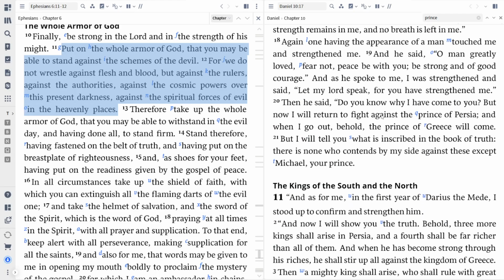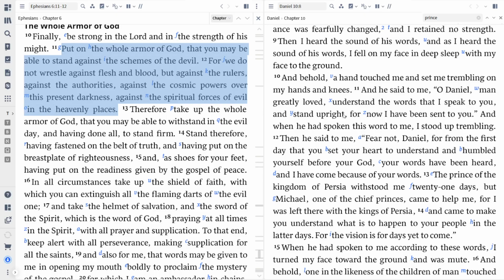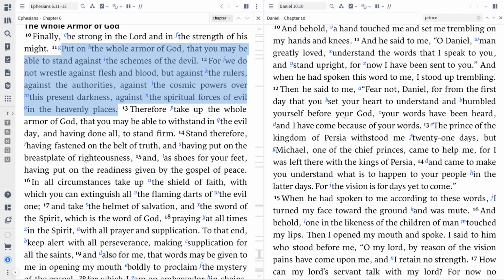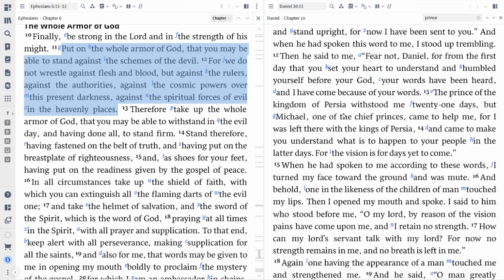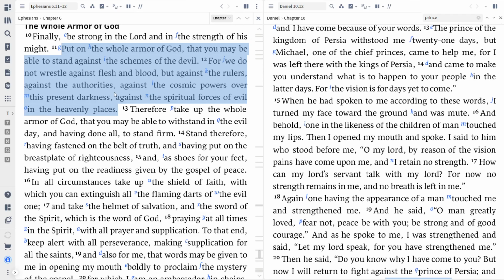More down here. Not only does Persia have a prince or spiritual force, later on, same chapter, Daniel 10:20: "Do you know why I have come to you? I will now return to fight against the prince of Persia. When I go, behold, the prince of Greece will come." This is a battle that's happening in the heavenly realms. This is a spiritual battle between Christ and Archangel Michael, fighting against the rulers, against the authorities, against the cosmic powers, the spiritual forces of evil in the heavenly places.